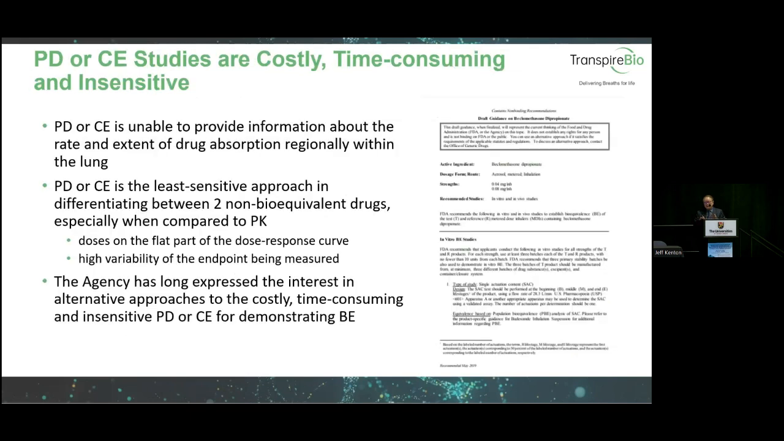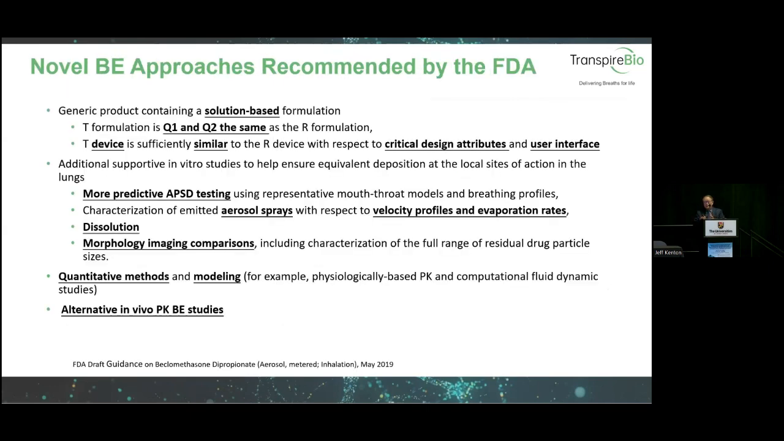Over the last 2 days, it has been acknowledged by many speakers that our weight of evidence approach has put too much weight on the PD and clinical endpoint studies. We all know that PD and clinical endpoint studies are costly, time-consuming, and insensitive to demonstrate bioequivalence between two products. Because of that, the FDA has long expressed interest in alternative approaches. So much so that there is a guidance document on beclomethasone, BDP, and this guidance document recommends alternative approaches. This is what we are working on here.